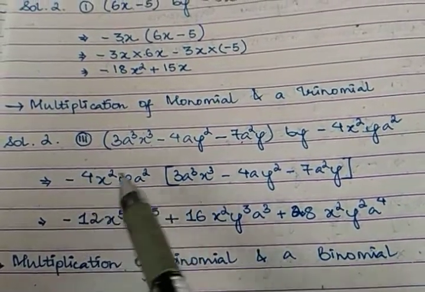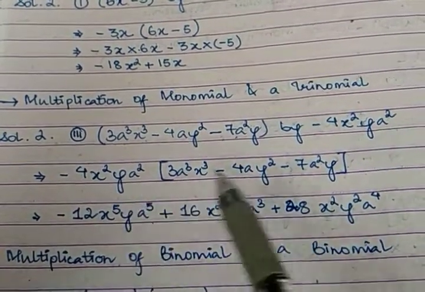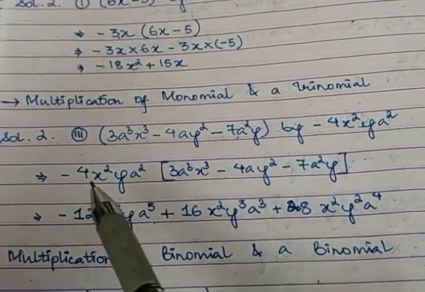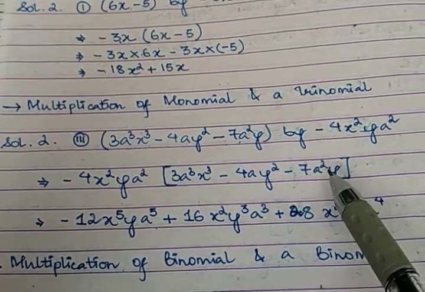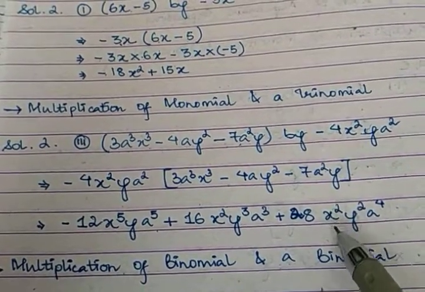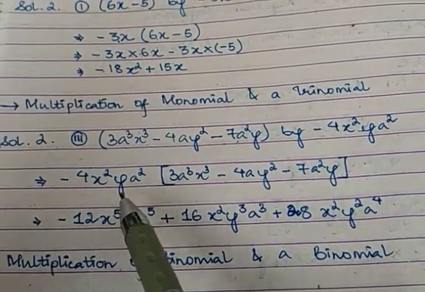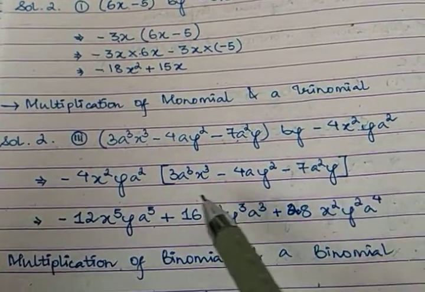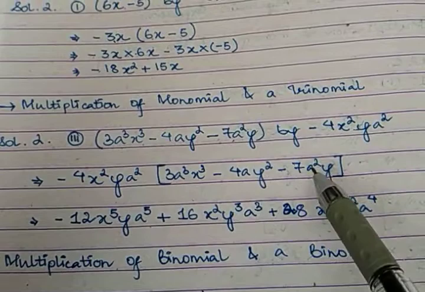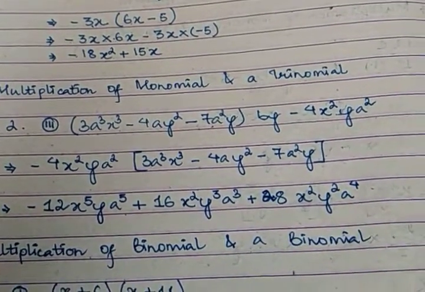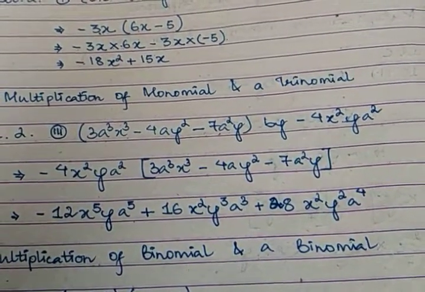Now with the third term, minus into minus, so it is plus. 4 sevens are 28. Do we have any x squared? No, so it remains as it is, x squared. Do we have y? Yes, so y into y is y squared. Now a squared and a squared, so we have a to the power 4. Is it okay?